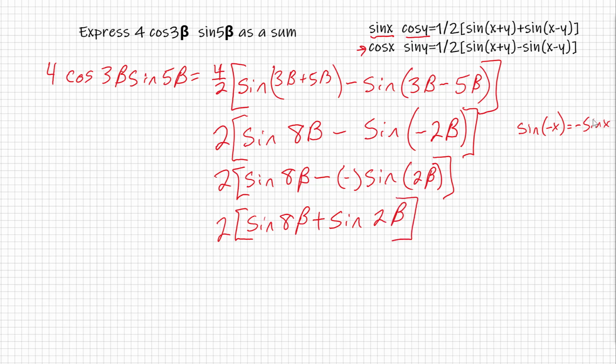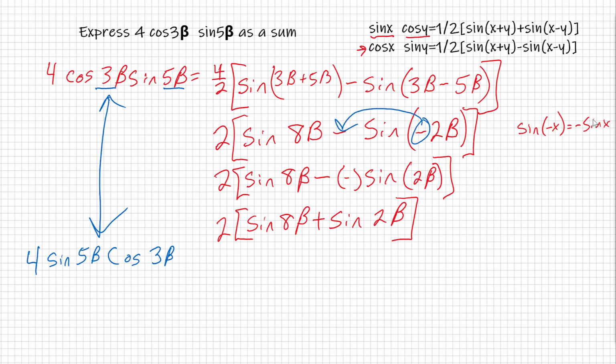Now I did say I wanted to do this the other way around. What happens if this were 4 sine 5 beta cosine 3 beta? Now these two mean the exact same thing, right? I just wrote them in a different order. So how does that make us end up with a different formula? Well, notice that if we take 3 beta minus 5 beta, that gives us a negative answer. And since the sine is an odd function, that negative just gets pulled out front and makes it a positive.